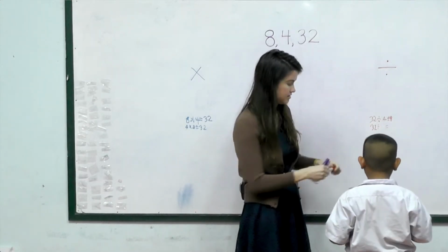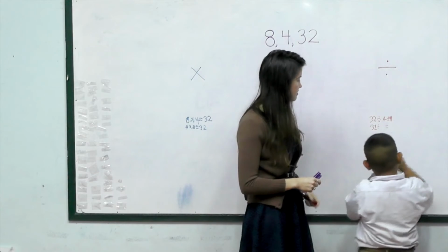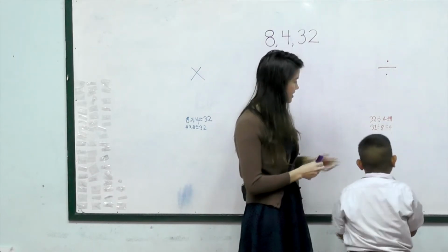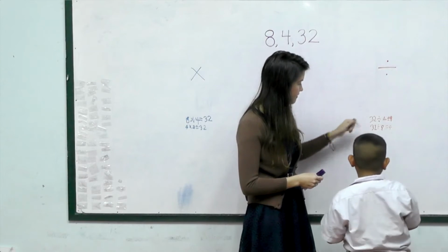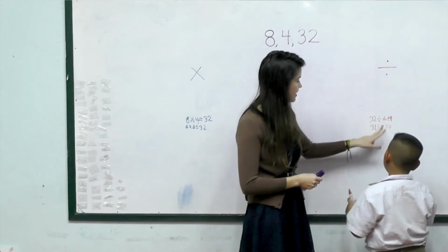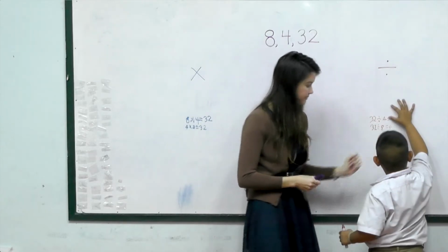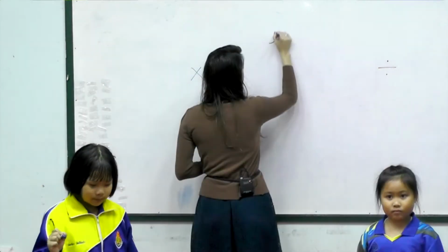So 8. There we go. And our 4. Good, because we have biggest number first. Then 8, 4. And we switch. 8 and 4. Good job. Okay, friend.